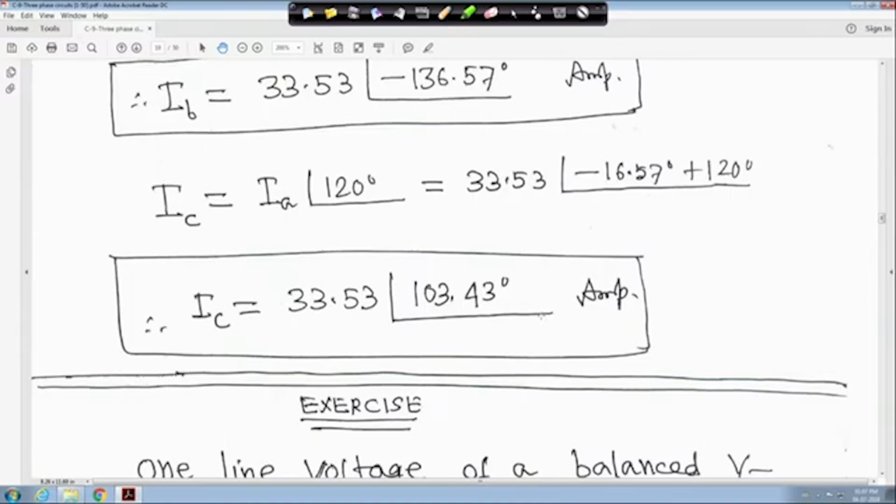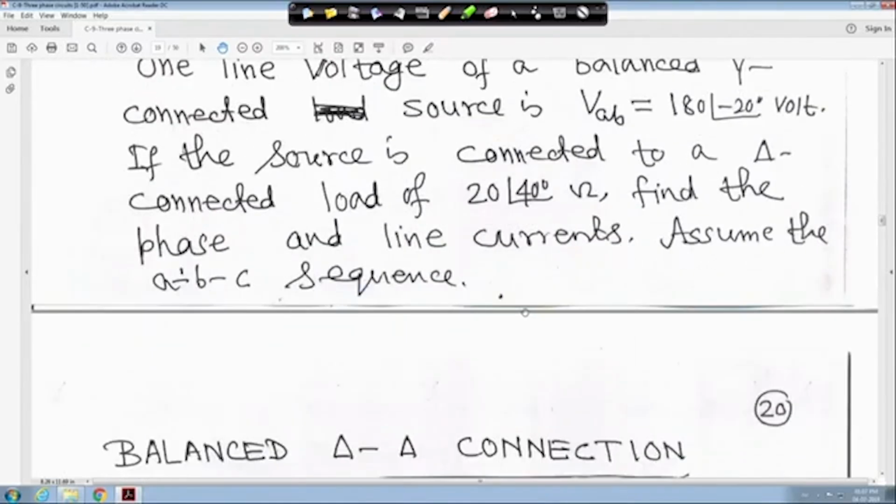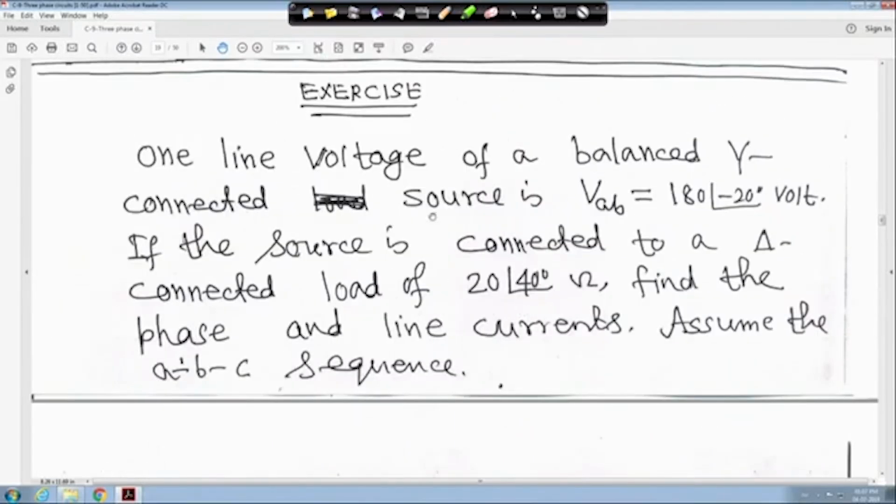So, this is that example. Now, an exercise. This exercise is given to you, you will solve it. One line voltage of a balanced star-connected source is given here. If the source is connected to a delta-connected load of impedance 20 angle 40 degree, you have to find out the phase and line current, assuming ABC sequence. This is an exercise for you, but the answer is not given, so you will do it.